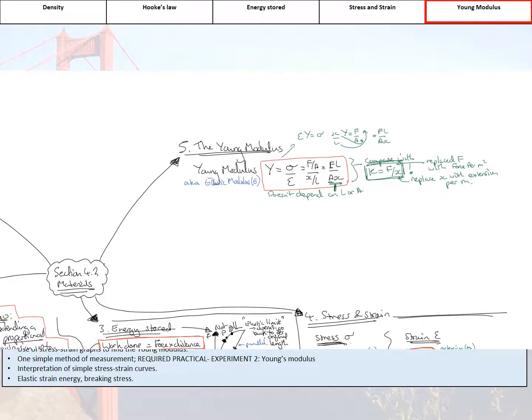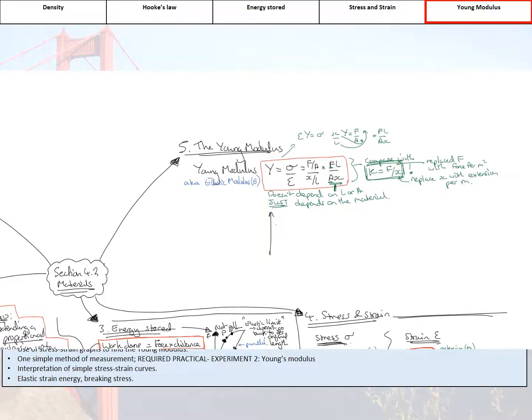L or A. It just depends on the material. So while you couldn't go away and look up the stiffness of copper, or the spring constant of copper, you could go away and look up the Young's modulus or the elastic modulus of copper. I'm going to rewrite that. It just depends on the material.